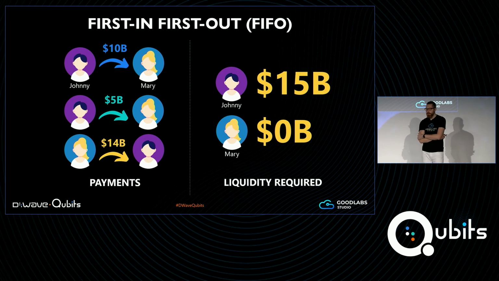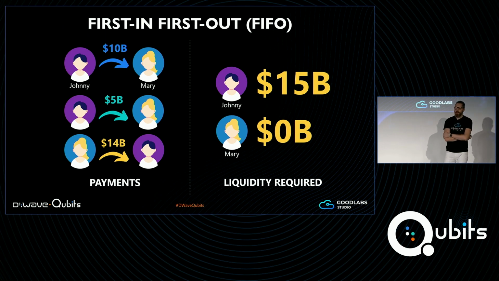And so if we execute these payments in that chronological order, we call that a first in, first out setup, or FIFO for short. So in our example, Johnny first has to pay Mary $10 billion. A little later on, he has to pay $5 billion. And then finally, Mary has to pay $14 billion back to Johnny.